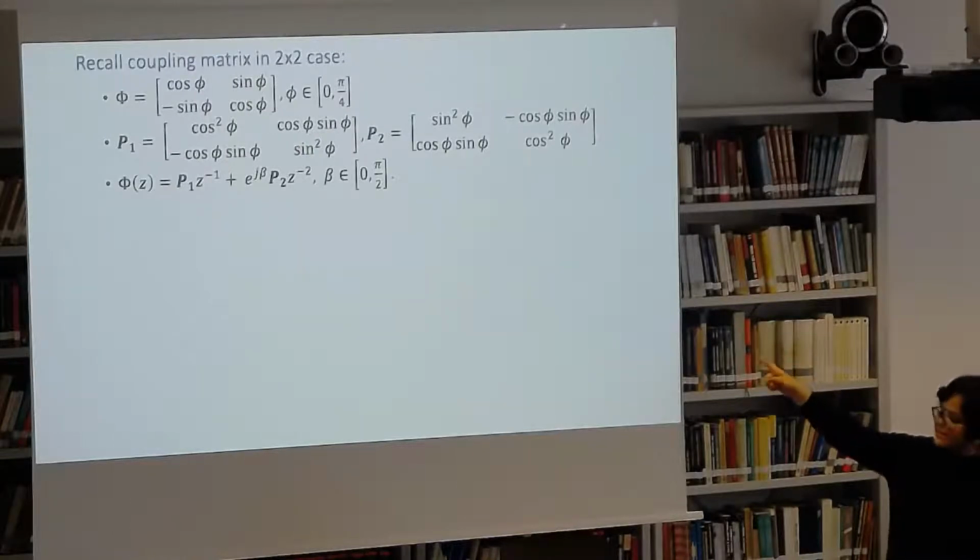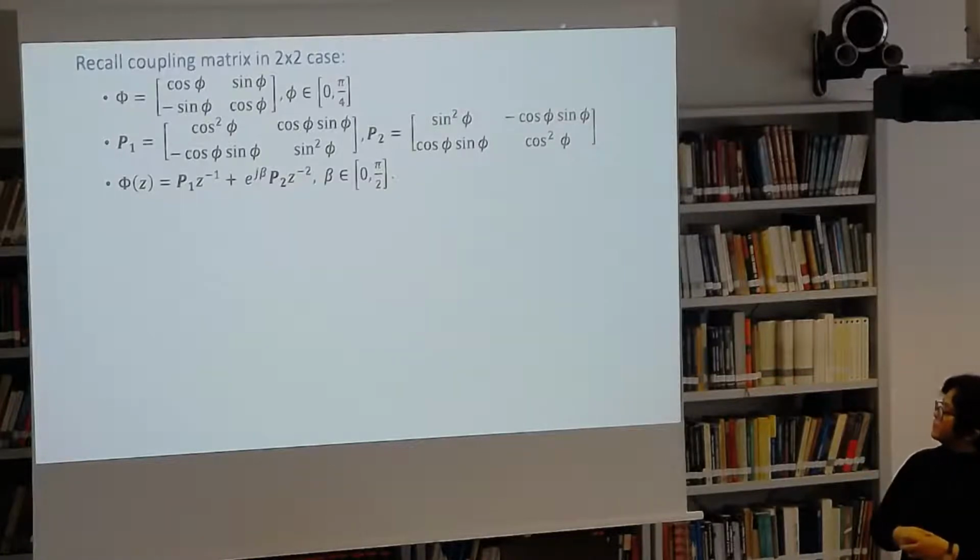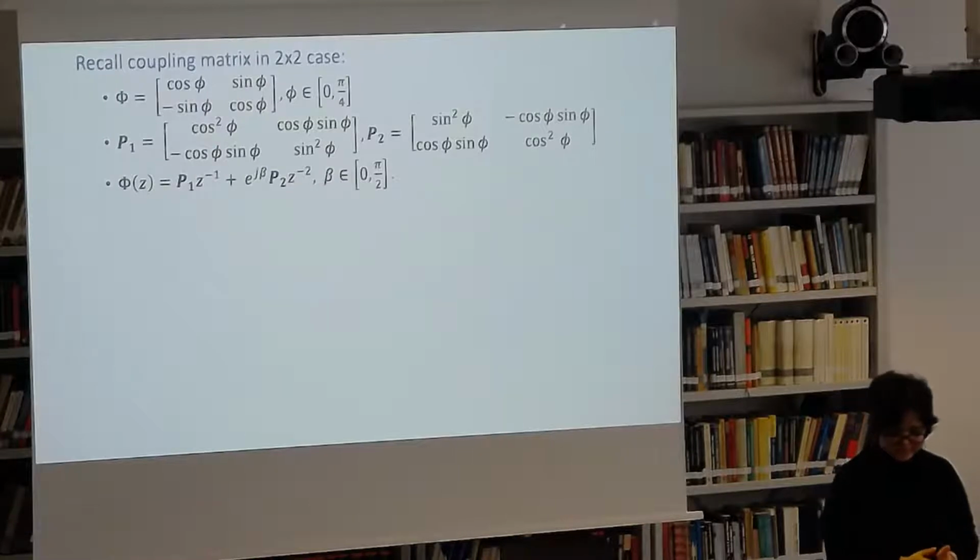And these z's can be anything. It can be z to the power minus 3, minus 4, whatever you want. Then we have a paraunitary matrix. And we also have this parameter beta, which now can go from 0 to pi by 2, that can actually control the filter response of this matrix.